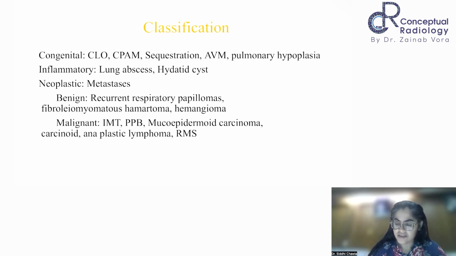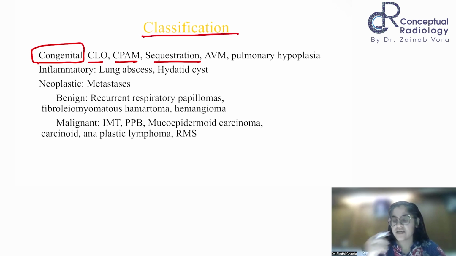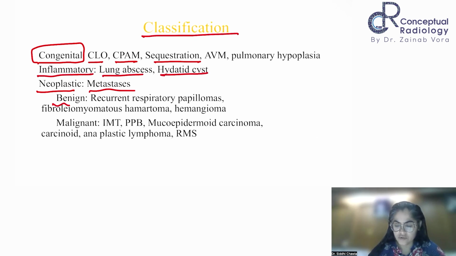So we have already covered the congenital masses, such as the CLO, CPAM, sequestration in our previous classes of congenital lung malformations, right? Along with it, we can have the inflammatory masses, which can include lung abscess or hydatid cyst. And among the neoplastic masses, we can have metastatic lesions, or among the benign lesions, we can have recurrent respiratory papillomas. We can have fibroliomas, fibroliomatous hematomas, and hemangiomas.